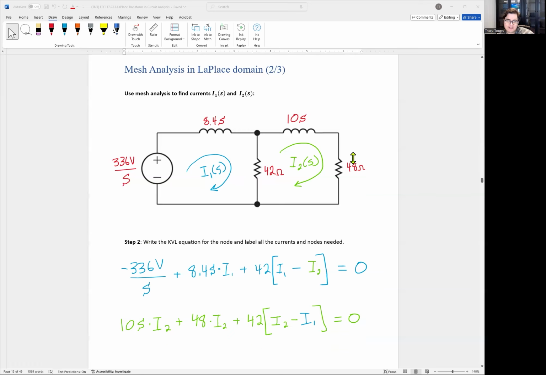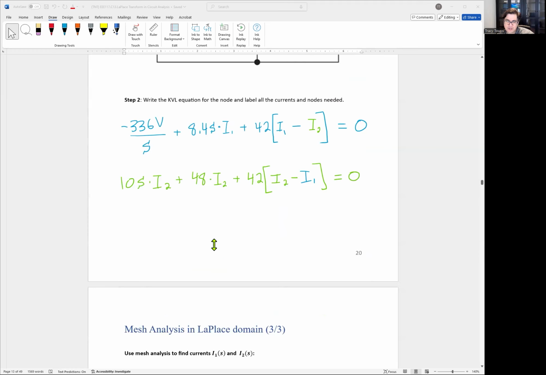Okay. Now for I2, we could do the same thing. I2 is flowing clockwise. We're going to go through the 10S resistor. So the voltage across 10S is 10S times I2. The voltage across the 48 resistor is I2 times 48. I'm sorry, 48, not 42. And now the voltage across the 42 resistor is the I2 flowing in, which is positive, but I1 is flowing against it, which is negative. So it's going to be I2 minus I1. And all this has to equal 0 because, remember again, KVL says the voltage across one loop must equal 0 at all times. So we have two equations with two unknowns, I1 and I2.